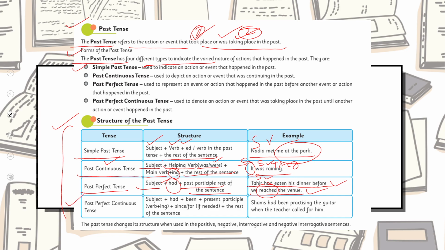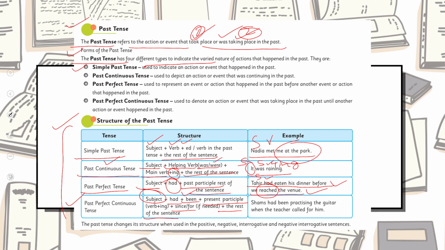Next, your past perfect continuous tense. Your subject plus had plus been, because when we are talking about perfect continuous, you always add been, plus your present participle. It means the present participle form of the verb with ing, then you add since or for if it is needed, then the rest of the sentence.